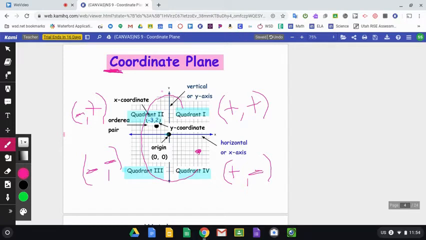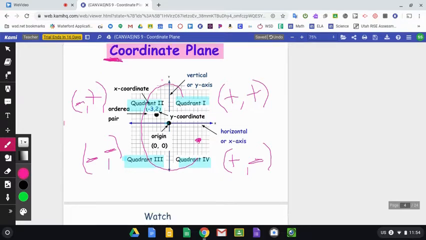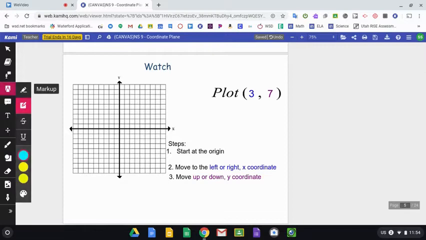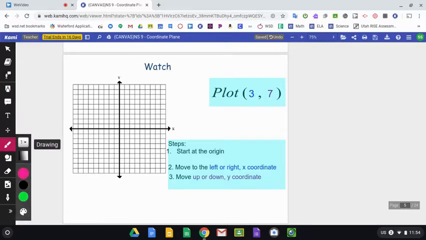Okay, that's going to help us as we start identifying what quadrant points are in. But very first, let's practice plotting or showing where a point is on a coordinate grid. So here we have our ordered pair, 3, 7. And down here we have the steps. So I'm going to walk you through these steps as we go. Step number 1, start at the origin. Remember, the origin is that center spot on our graph right here, the origin.